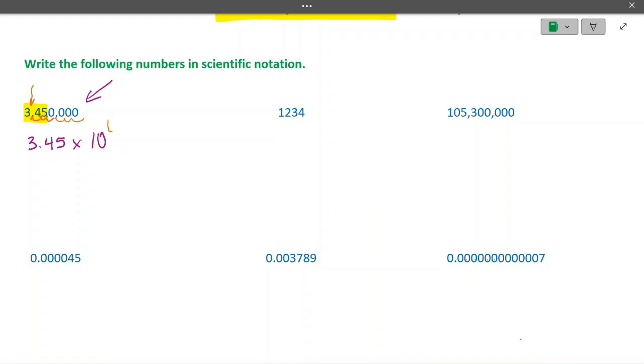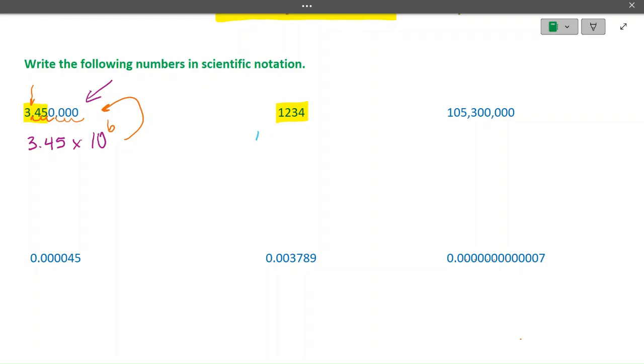So the decimal place needs to be shifted 6 spaces to the right. If we raise 10 to the power of 6, that's what happens. 3.45 times 10 to the power of 6 gives us an equivalent number, which is 3,450,000. I'm highlighting all of my non-zero digits. Sometimes it's good to practice with small numbers, so it's really easy to tell if we did this right.